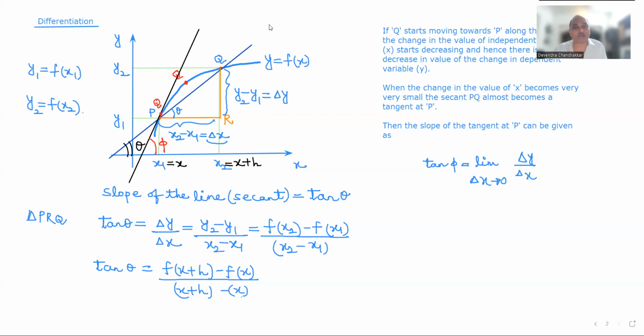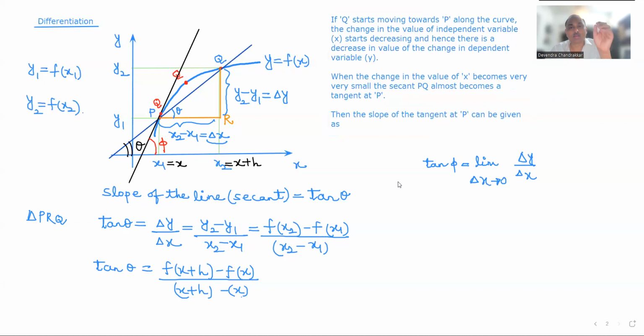So always remember that you are limiting delta x towards 0. You are not making it equal to 0. So that is the way you write. Limit ka LIM likhte hain hum isko. I'll first write it completely and then I'll change it to limit LIM. So this is limit delta x tends to 0, it's delta y by delta x. Clear hai beta sabko? That is the slope of the tangent at P.